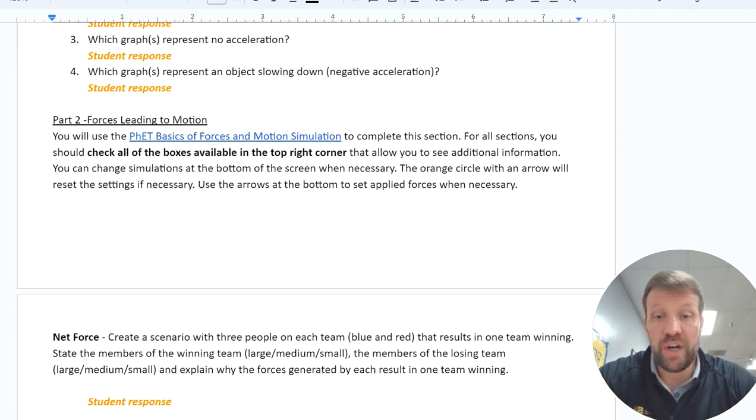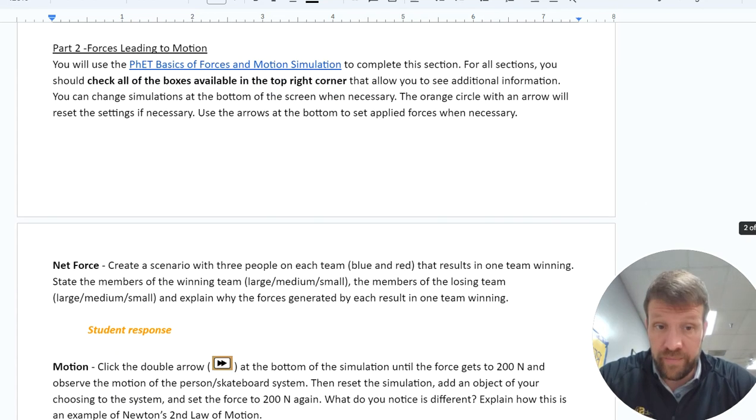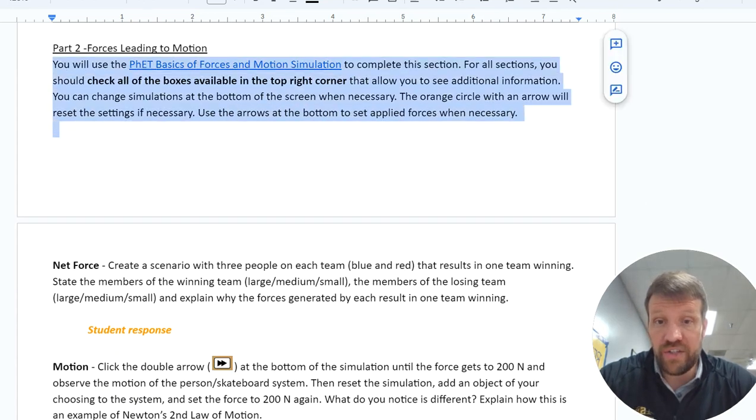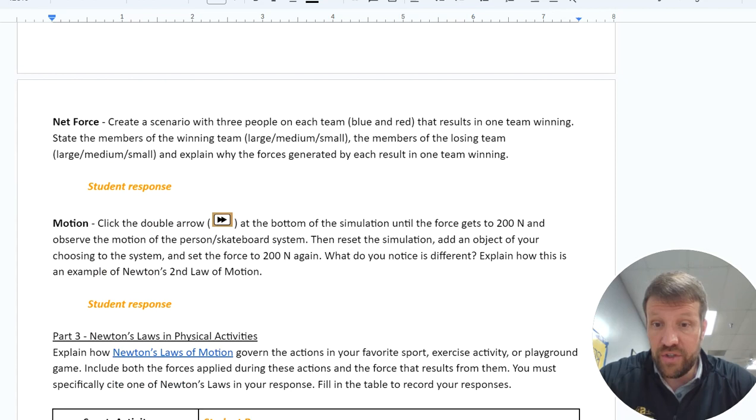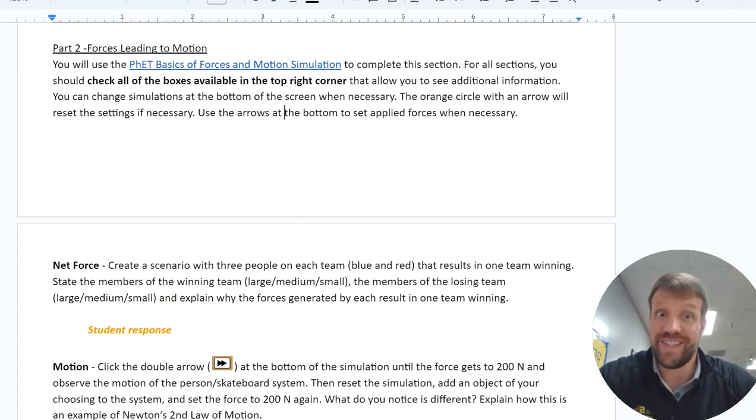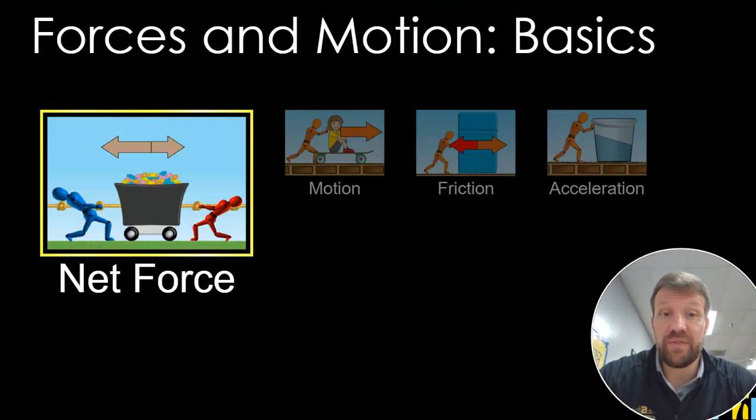Moving to part two, we're gonna use this simulation from PhET as we do all this. And I know the directions are kind of up here, and then it doesn't ask you to do stuff until down here. So please just make sure you're seeing that whole part of part two here. So that link takes you right here to this simulation.